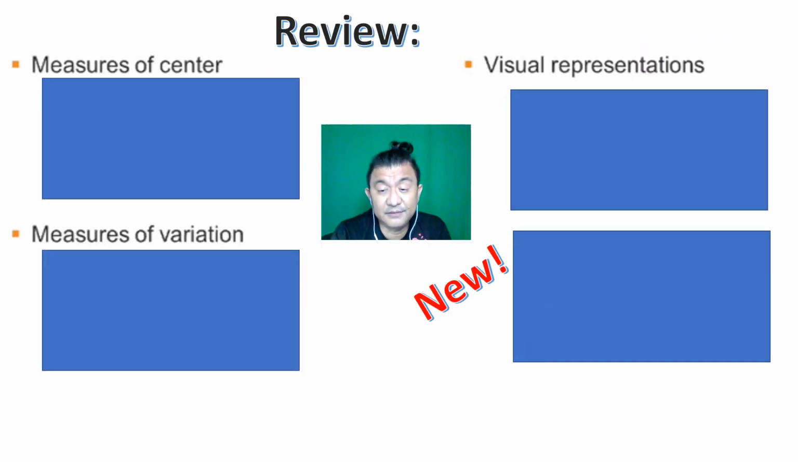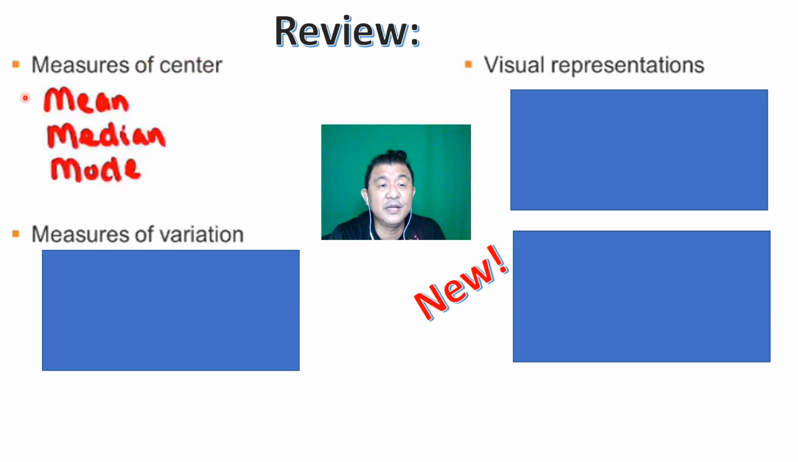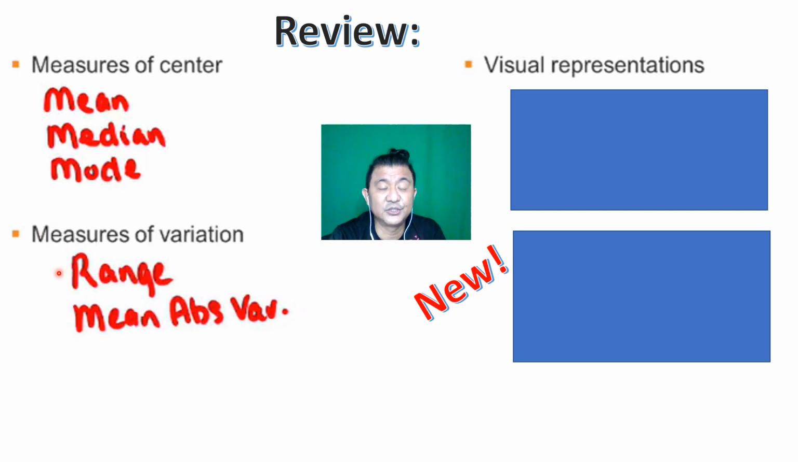All right, so let's have a quick review. In the past, we learned about the measures of center, okay? A number that represents a set of data. We could use mean, median, and mode. And then we also talked about variation, how spread out are the data. We could use the range or the mean absolute deviation, MAD, right?